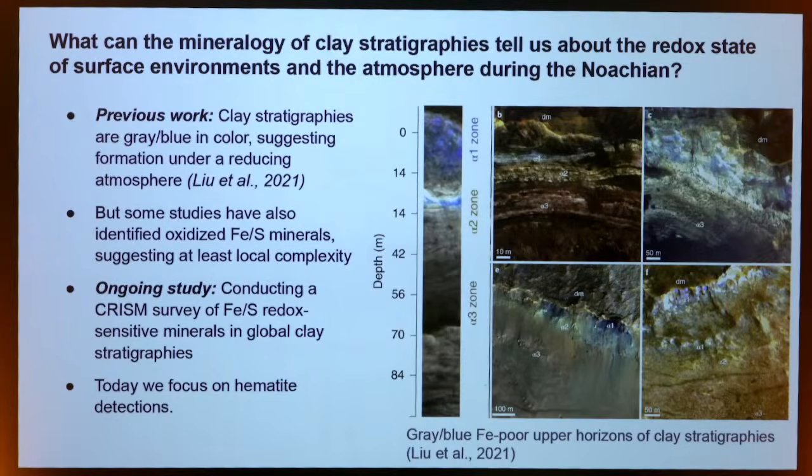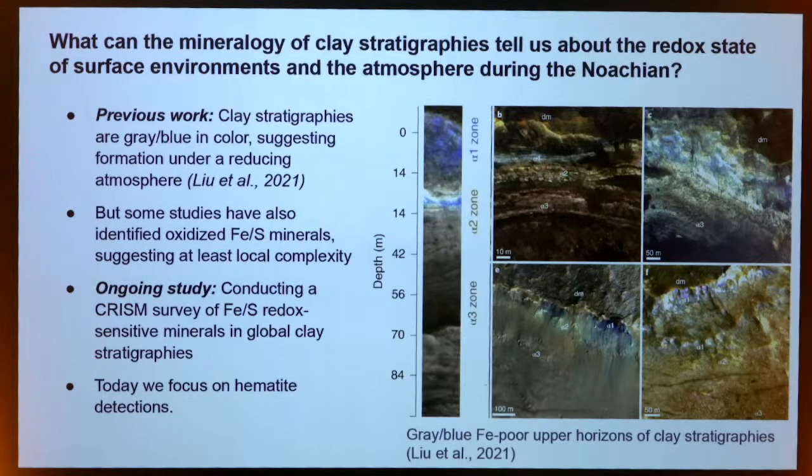Now I just want to spend a few minutes briefly talking about some ongoing work we're doing looking at the redox state of the clay stratigraphies, which is really interesting. So some really excellent previous work by Liu et al. in 2021 showed that the clay stratigraphies are, intriguingly, this very distinct gray to blue in color, at least in their upper horizons where the kaolinite and other aluminum clays are located, suggesting that these are largely reduced and that they probably formed under a reducing atmosphere.